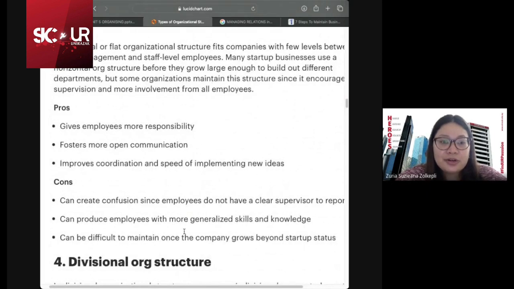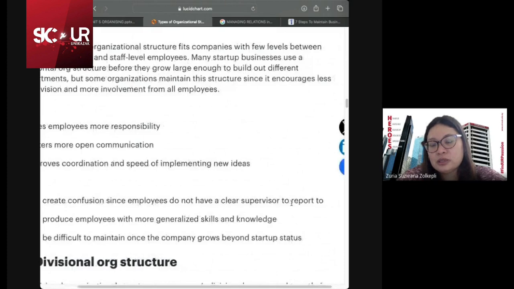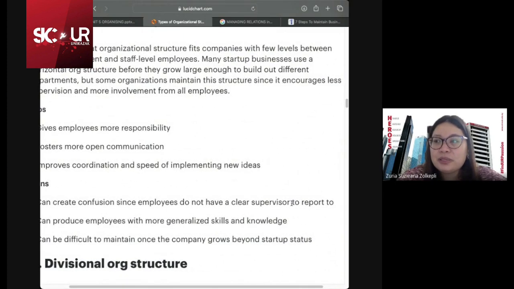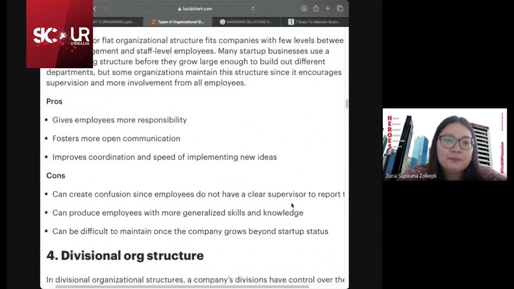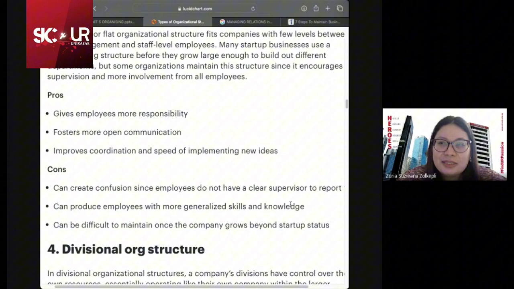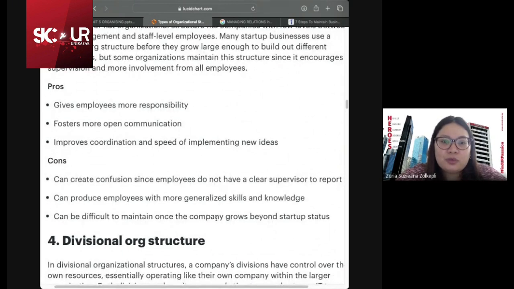But the cons here is it can create confusion since they don't have a clear supervisor to report to. And sometimes it can be slowed down as well because one leader might have too many things to do, right? And then there is limited specialization because employees have a lot more generalized skills and knowledge, so therefore there is no specialization, right? It can be difficult to maintain once the company grows beyond startup status, right?